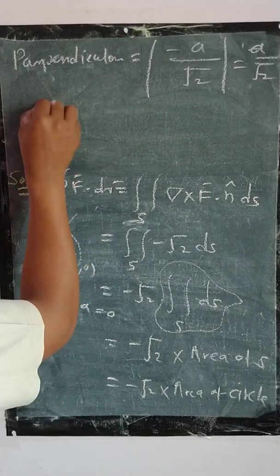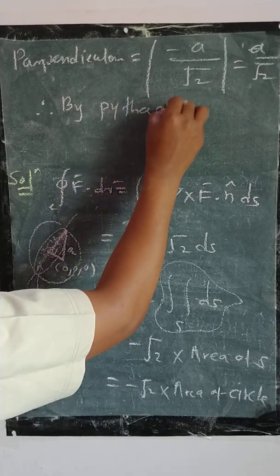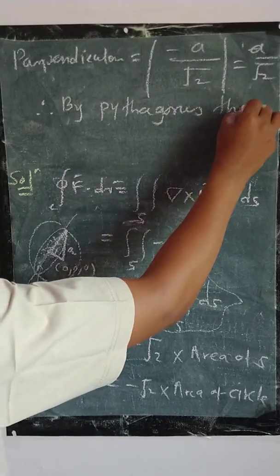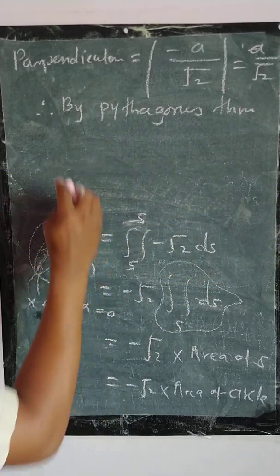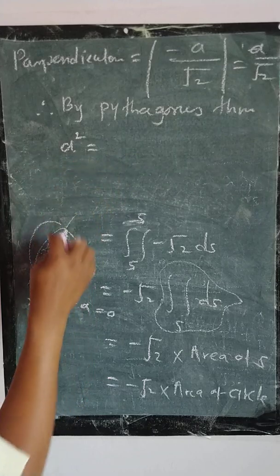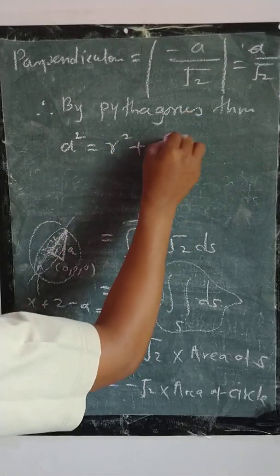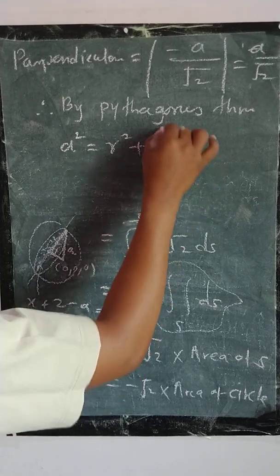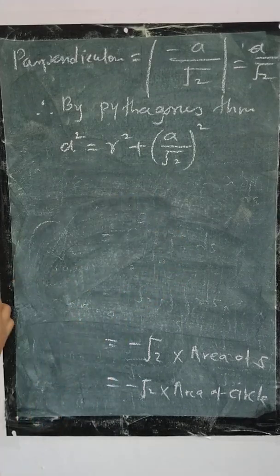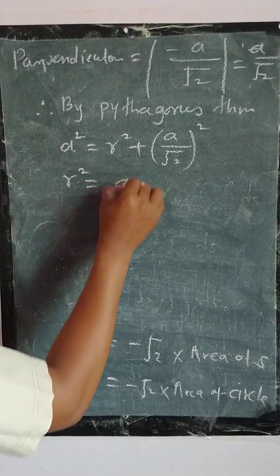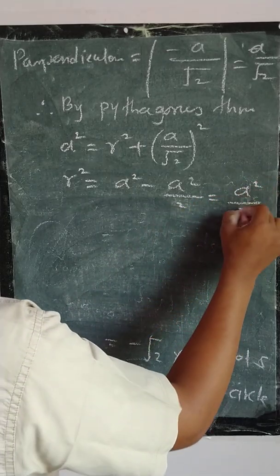So by Pythagoras theorem, the hypotenuse squared, which is a squared, is equal to r squared plus this perpendicular squared, which is a by root 2 squared. Therefore r squared is equal to a squared minus a squared by 2, which is a squared by 2.